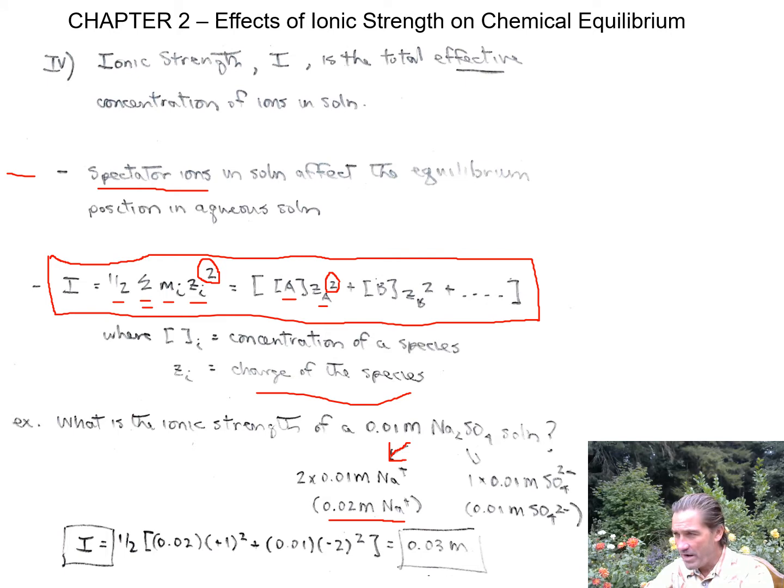Sulfate has a 2- charge. And so when this salt turns into its ions, there's 1 sulfate for every sodium sulfate, so the concentration stays the same. So now we know the concentrations of the ions, we know the charges on the ions. We now put it into the equation. Here's my sodium ion. Here's my sulfate ion. I take those numbers, divide by 2. So I get an ionic strength for this solution of 0.03 molar.